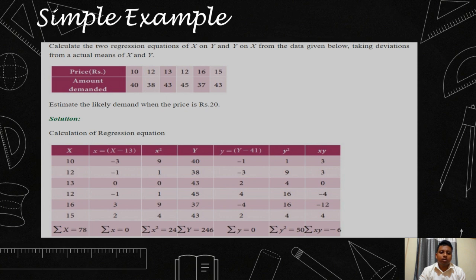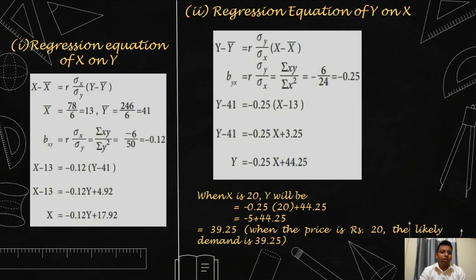In the solution, we make use of a table. First, we write down all the values of x and we find small x, which is x minus x mean, or x bar, where x bar is found by the total of x divided by the number of items. We find x and x square, and from y we find y minus y mean, or y bar, y square and xy. After getting the summation of x square, y square and xy, we'll move on to the next step.